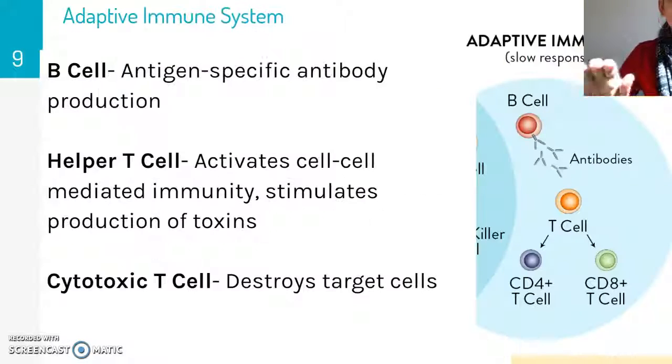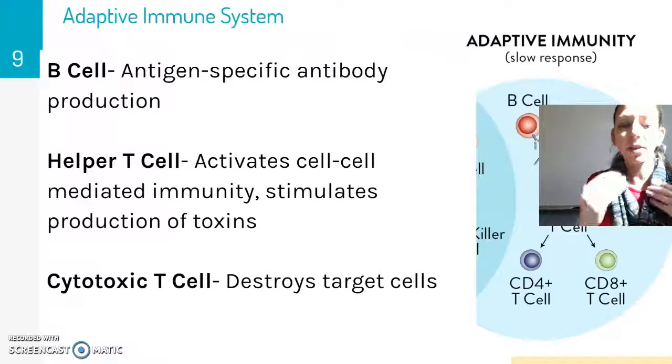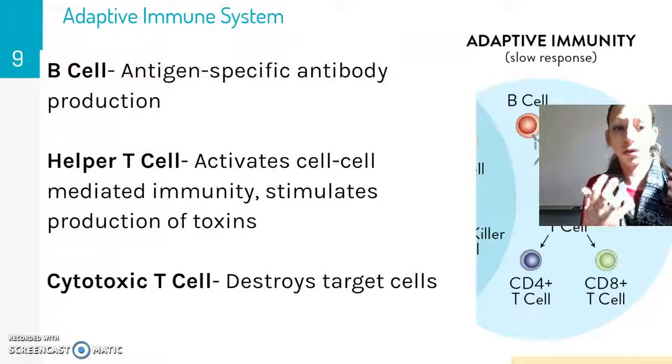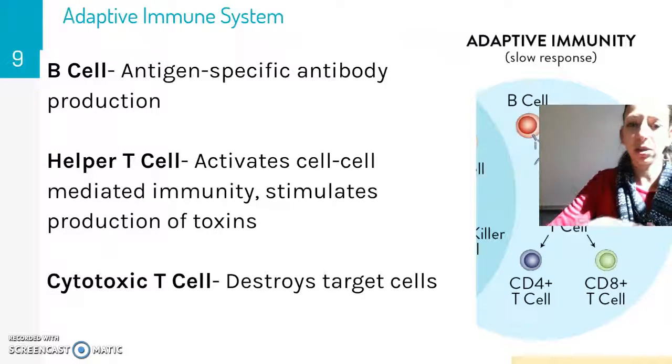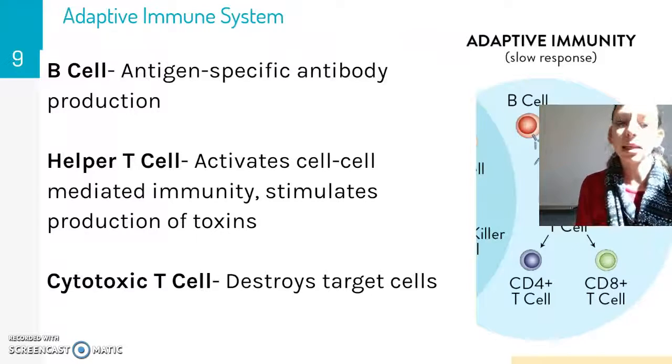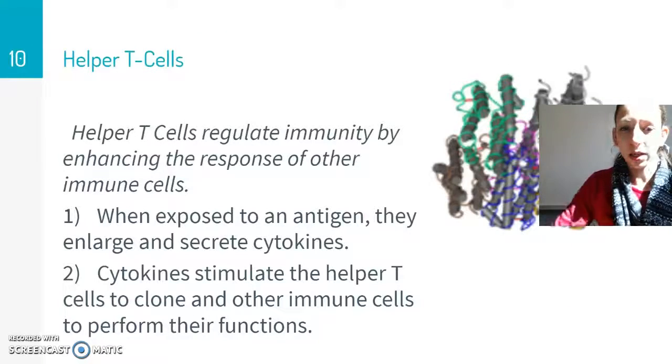All right. Moving forward. So our adaptive immune system includes a lot of different cells. We're going to focus on the B cells and the helper Ts and the cytotoxic T cells. So B cells, again, are antigen-specific, giving us antigen-specific antibody production. So they're going to produce those antibodies that will then go and bind to the antigens of the pathogens or the infected cells. Helper T cells are going to activate cell-mediated immunity and stimulate the production of toxins. And cytotoxic T cells are actually going to destroy the target cell. They're going to attack the one we want to kill.